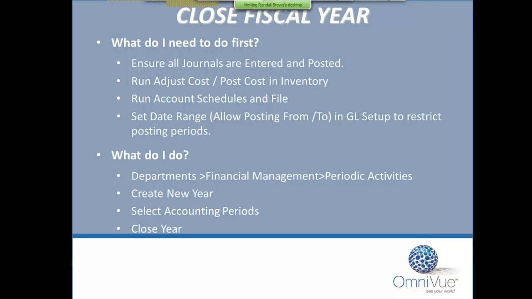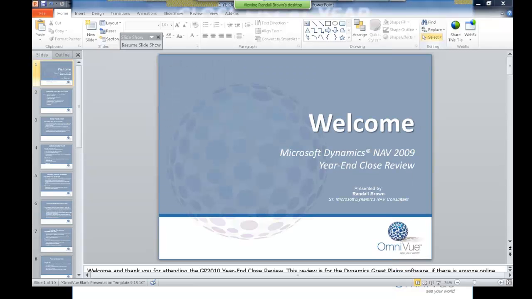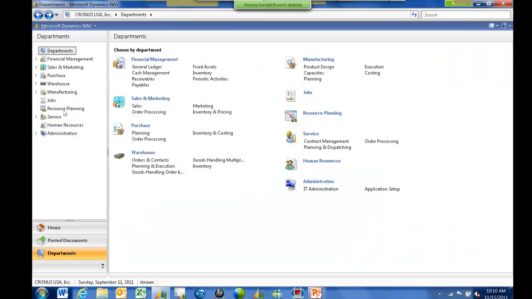So to reiterate, we want to make sure that all your journal entries are posted. So that could be all your general journals, your recurring journal entries, any item adjustments, any sales and purchase journals. So all of those journal entries that are in the system need to be posted. Then we need to run the adjust cost, post cost to inventory. What I'm going to do is hop over to the product, and we're going to look at this run post cost.